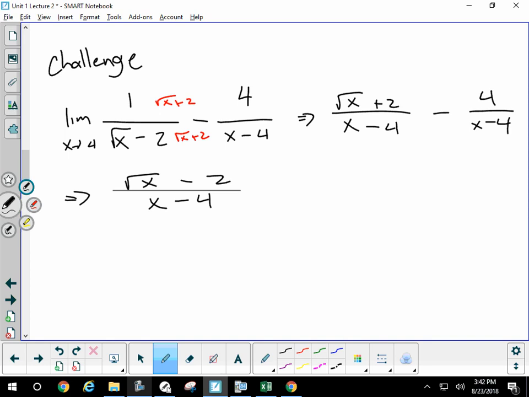If I plug in 4 into this, I get 0 over 0. All right, I give up. I already multiplied by the conjugate, Mr. Messner. This must not work. Don't write that down. When you get 0 over 0, what are you supposed to do? You keep going. You got to keep going. Guess what? Multiply by the conjugate again.